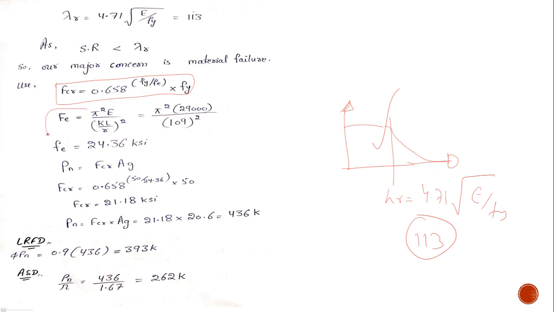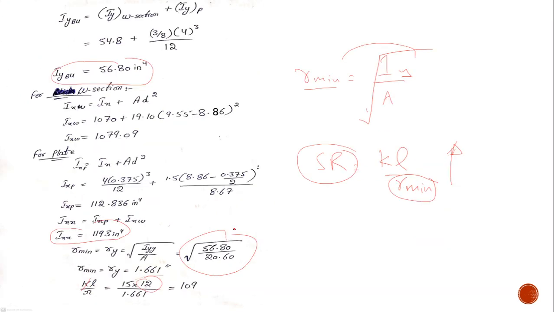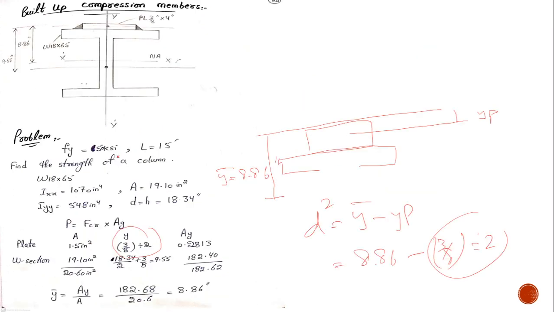Fe is easy to find: pi square E divided by this, which has been found out, 109, and E is 29,000 ksi. Nothing is difficult here. Finally, this is multiplied by 0.9, that's for LRFD, and this is for ASD. I think it's very easy. The basic problem is calculating these things and calculating this.